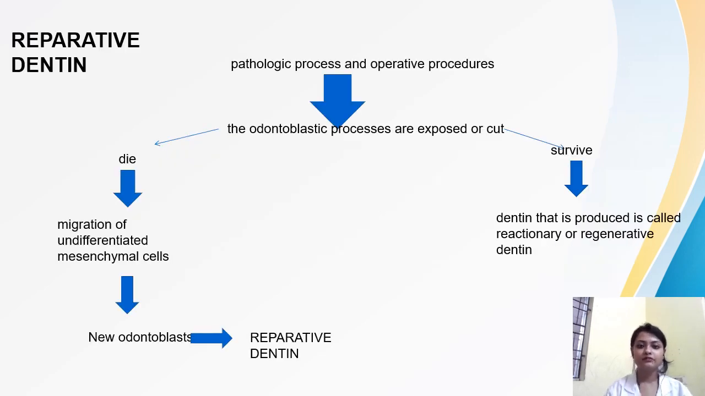This is a small flowchart of the reparative dentin, where it is depicting how the pathologic process and operative procedures will result in the odontoblastic processes being exposed or cut. If it is surviving, the dentin that is produced is called reactionary dentin. If it is dying, migration of the undifferentiated mesenchymal cells from the pulp will occur. That will give rise to new odontoblasts, and that will cause the reparative dentin. So either way, it has to produce reparative dentin just as a protective barrier.